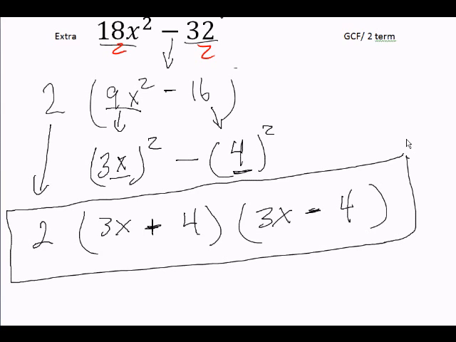This was 4 problems. I hope this helps on how to factor using the different techniques.